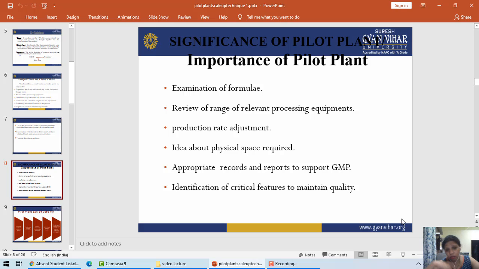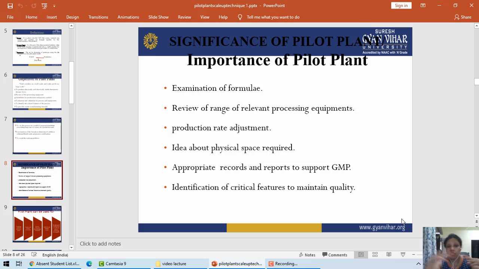So in pilot plant we need to examine the formula, we need to examine the processing equipment, and adjust the production rate. For example, in low scale the production rate is 100 units. If in large scale it is 1000 units, accordingly we should adjust the production rate also. If we go for large scale production, we have to adjust what the production rate will be.